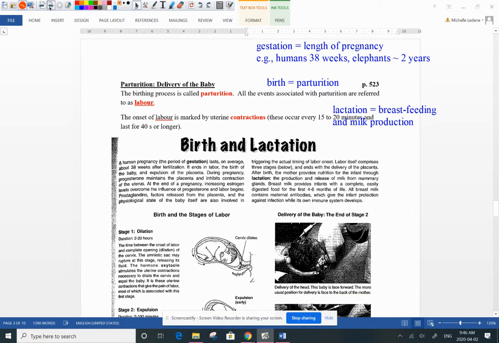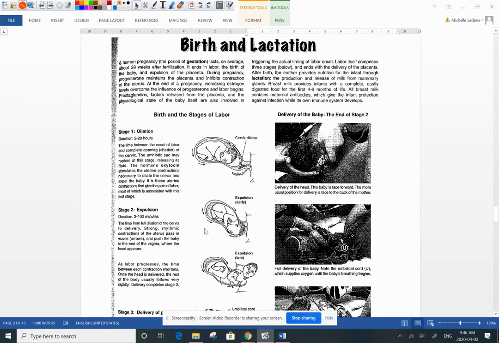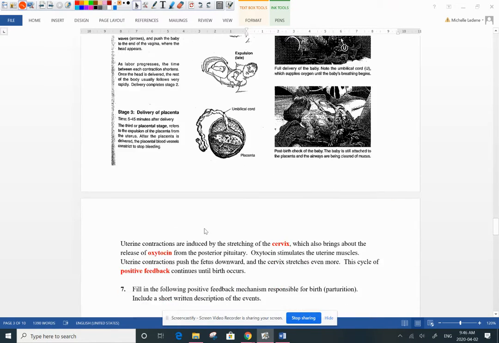Then we have to read and learn about parturition. And parturition is just birth. Gestation is another word you may see, and that's how long the pregnancy lasts. For humans it is 38 weeks, but if you look at an elephant, it's about 2 years. A mouse is about 2 weeks. Labor, the contractions and everything, that is parturition. And then, of course, we talk about lactation, and that is breastfeeding. So this year I'm not going to make you guys watch the Miracle of Life video, but you should review the different events that happen during birth.